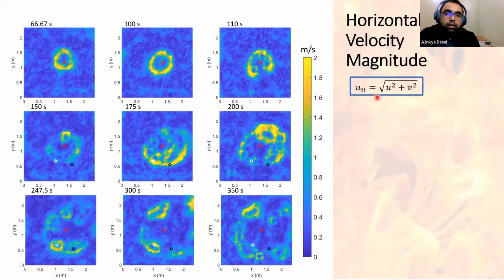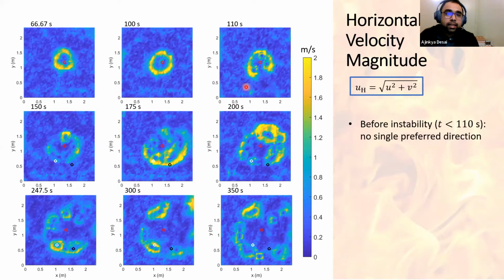Flow visual. What you're looking at over here are color contours of the horizontal velocity magnitude. You're looking at different snapshots in time. If you look at the fire front in the initial stages of the fire, you see that the fire perimeter forms a closed loop, and it spreads more or less radially away from the ignition point, this red spot that you're seeing over here.